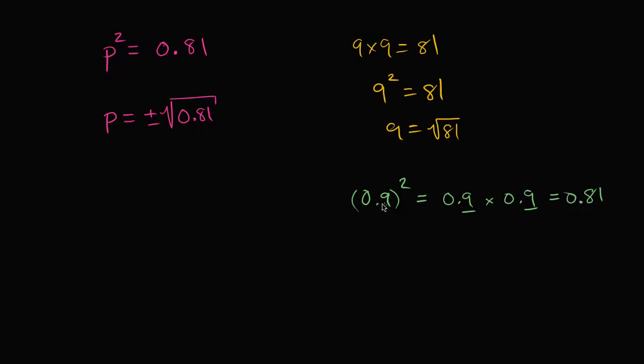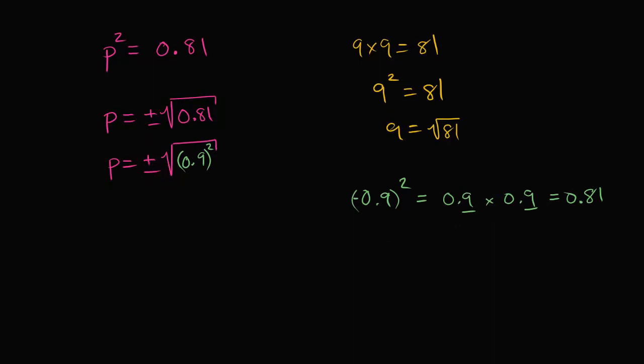In fact, we could write 0.81 as 0.9 squared. So we could write that p is equal to the plus or minus the square root of, instead of 0.81, 0.9 squared. In fact, I could also write that as negative 0.9 squared, because negative times a negative is going to be a positive, so it's not going to change the value. Either of those is going to be true, and it works out for us because we're taking the positive and negative square root.